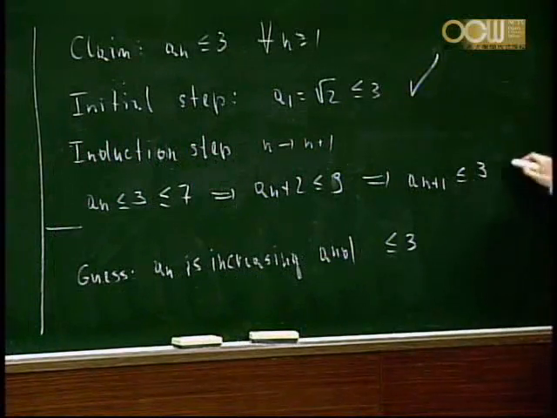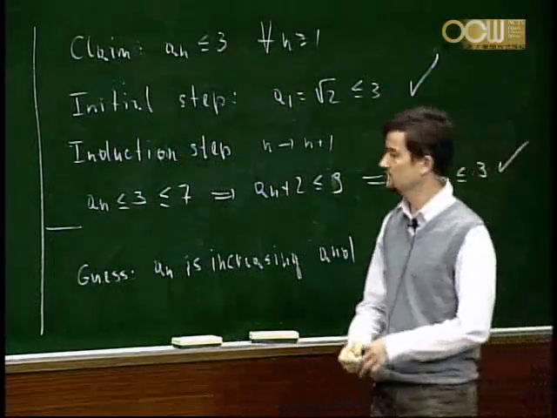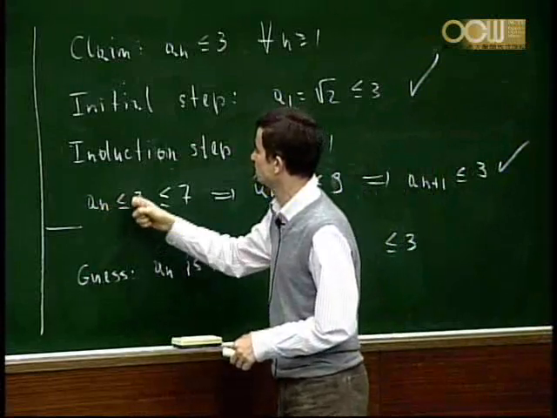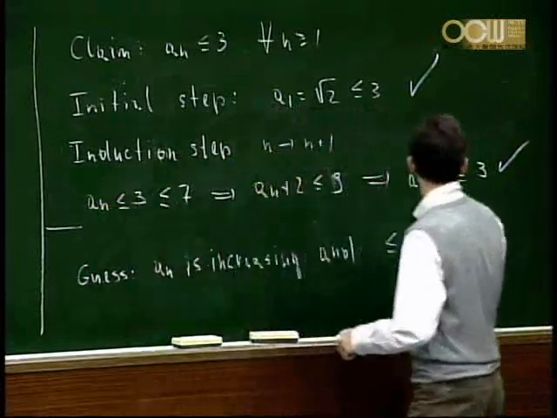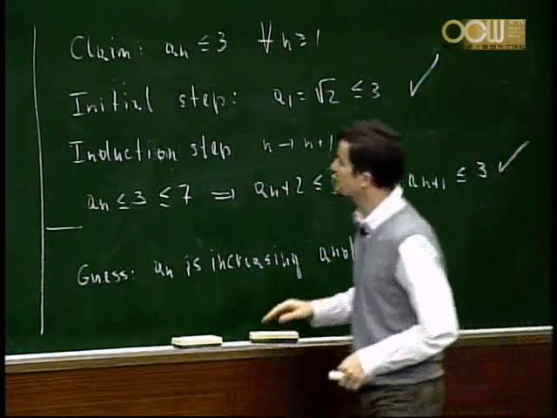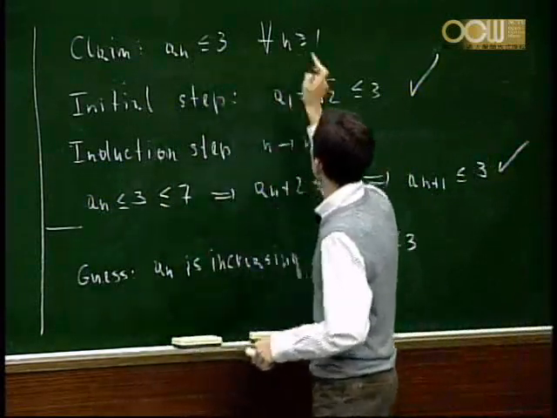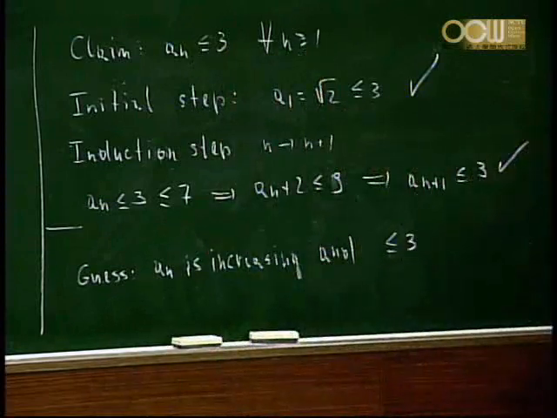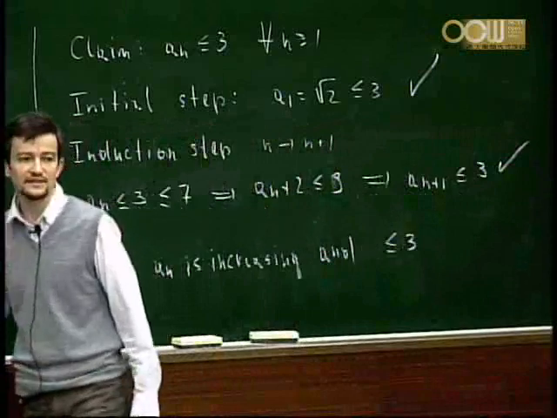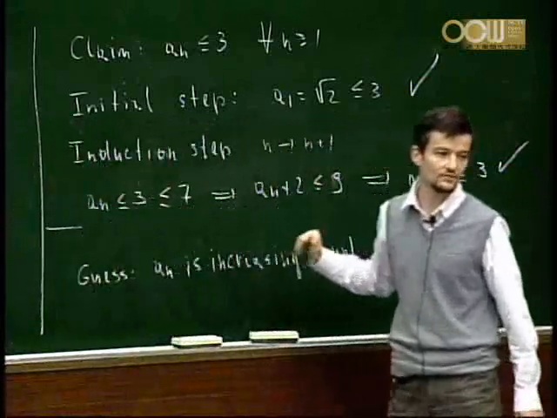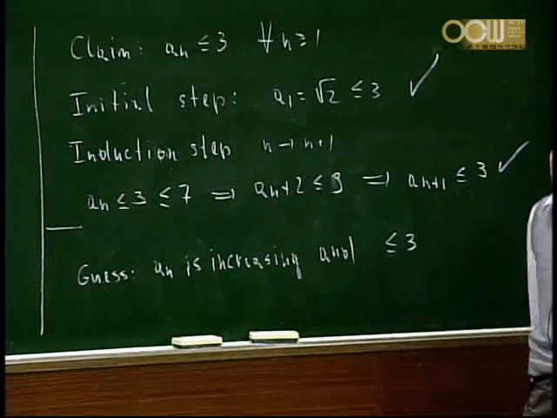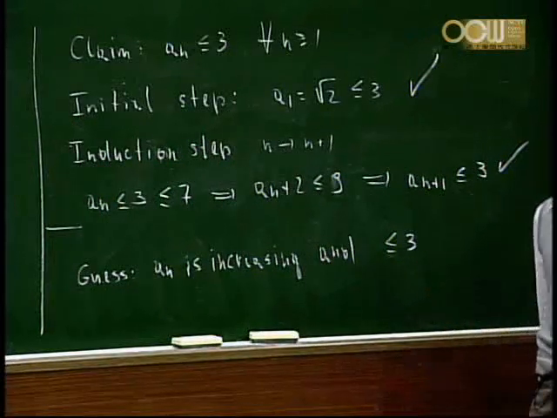Okay, so we are done. Because we have concluded, if we know that an is smaller equal than 3, we can prove that an plus 1 is smaller equal than 3 as well. So this proves by induction that an is smaller equal than 3 for all n larger equal than 1. If you have to solve an exercise like this, you should really do it like this. Write clearly what you want to do and write every step of the induction proof.